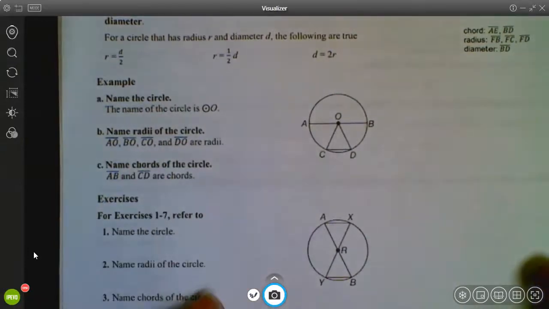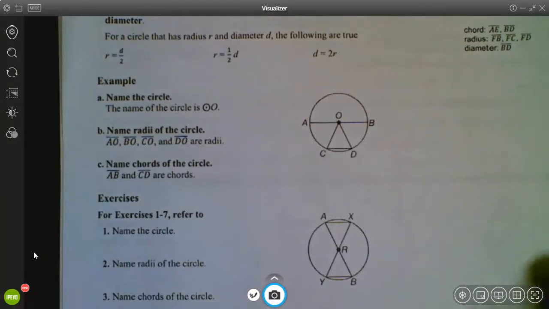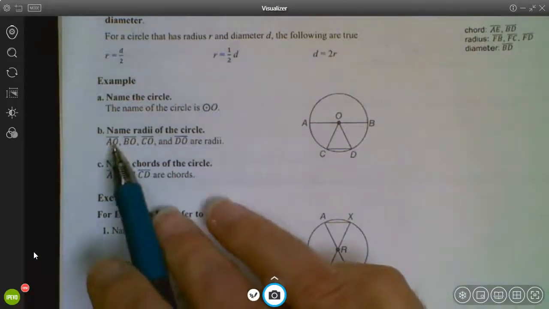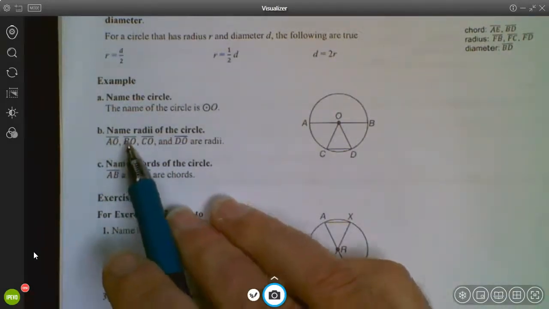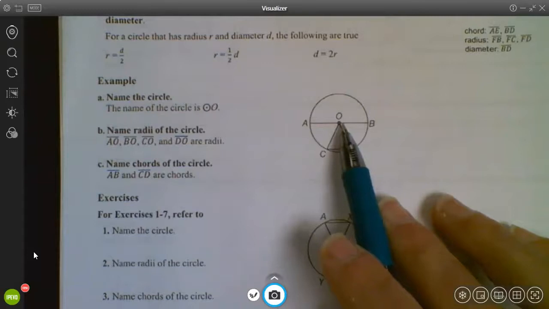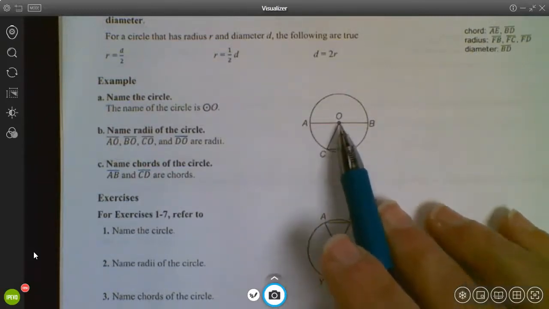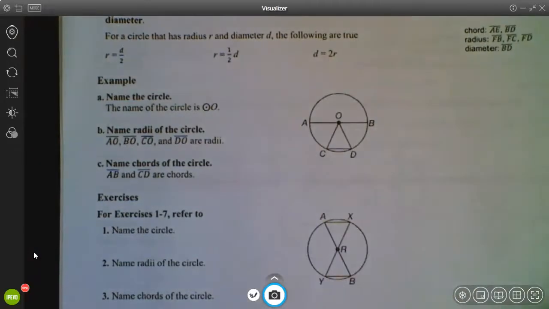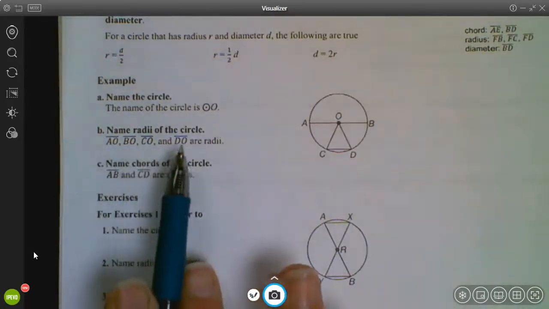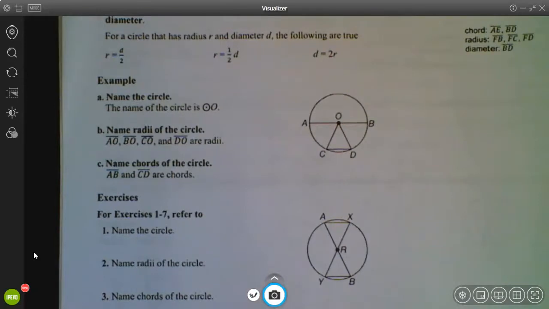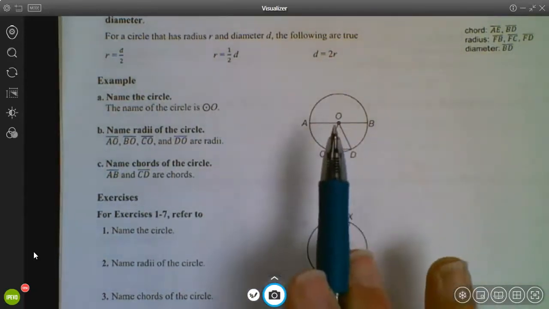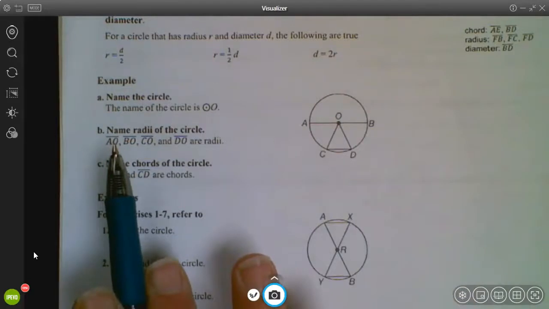We're going to do some on our own down here at the bottom, but again, the radii of the circle, they are segments, so we give them a little segment symbol on top. So anything that goes from O to the edge of the circle, so OA, OC, OD, OB, all four of those would be radii of the circle, and do remember that all radii are equal. So all four of those segments are going to be congruent segments. You don't have to start with the center letter. You can flip the order of that. You could have called this OA. It doesn't matter if you say AO or OA.